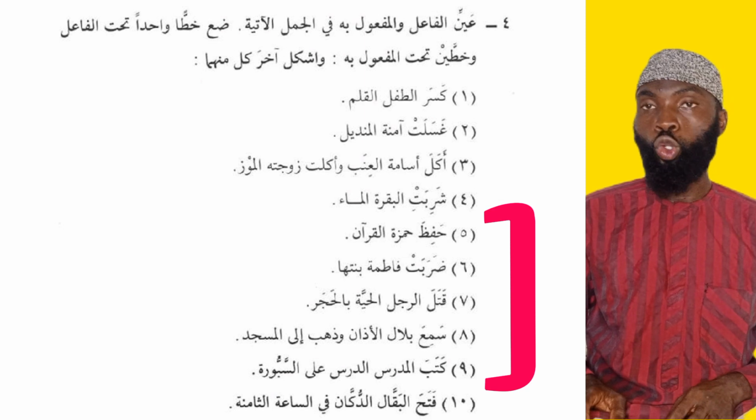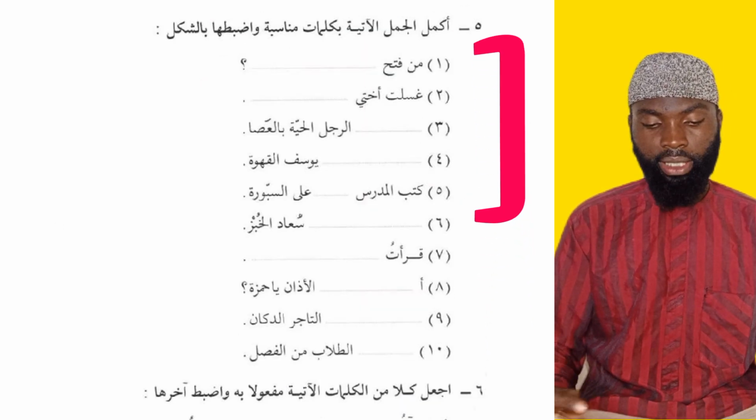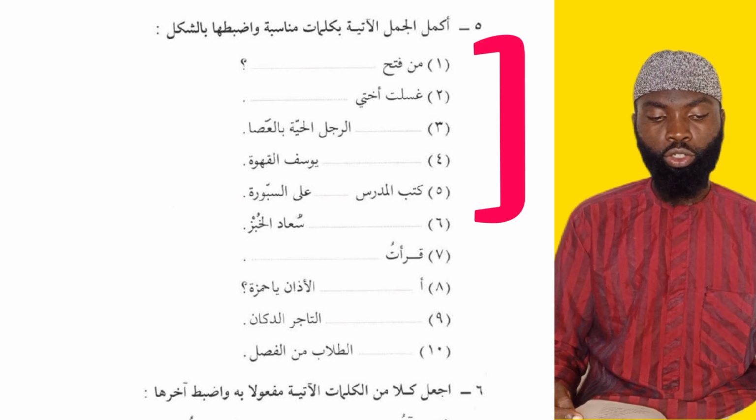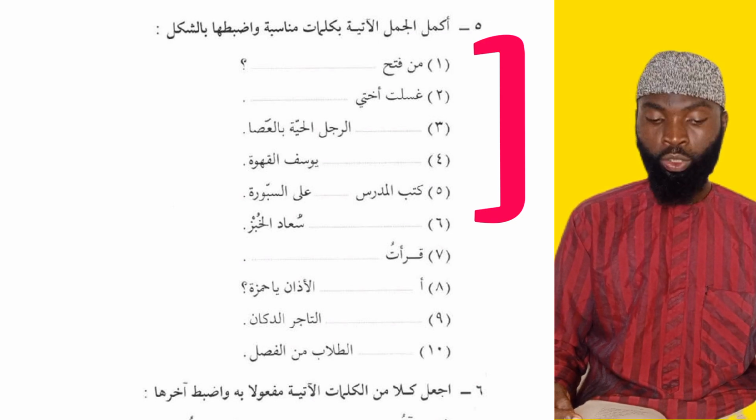Lastly, we have fatah al-baqalu dukkana fi as-sa'at ath-thamina. The grocer opened the shop by 8 o'clock. So al-baqalu is the fa'il and ad-dukkan is the maf'ulun bihi. Moving to exercise number 5, the instruction says akmil jumal al-atiya bi kalimati munasibati wa bi shakl. Complete the following sentences using the appropriate words.